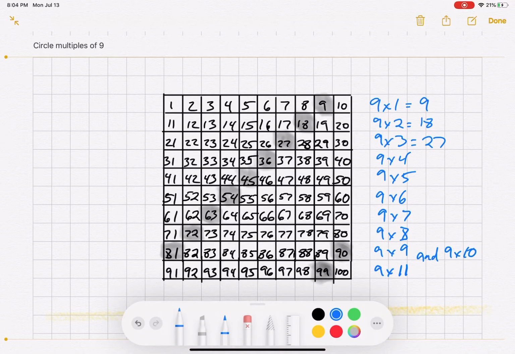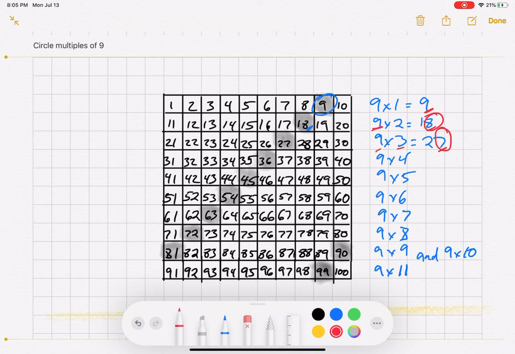Okay, so 9 times 1 here, right? If I'm multiplying that now by 2, 9 times 2, notice that the ones digit here is decreasing. There's the ones digit, 9, it decreases by 1. So it's 1 less here. If I multiply 9 times 3, the ones digit decreases.